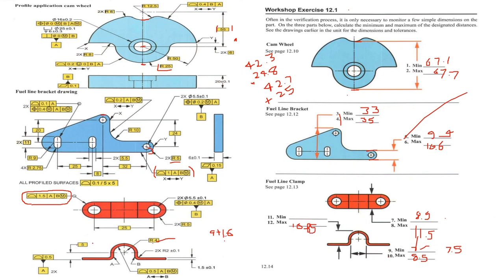And this minimum value is 5 plus this 4, and 1.5 minus 0.1, so 1.4. So 9 plus 1.4 minus this 0.25 profile tolerance, and it's 10.15. So the minimum value is 10.15 here.